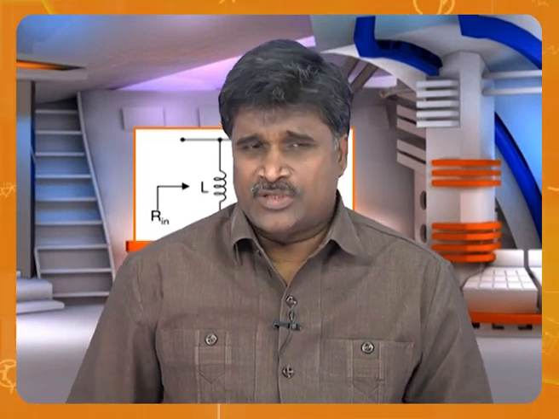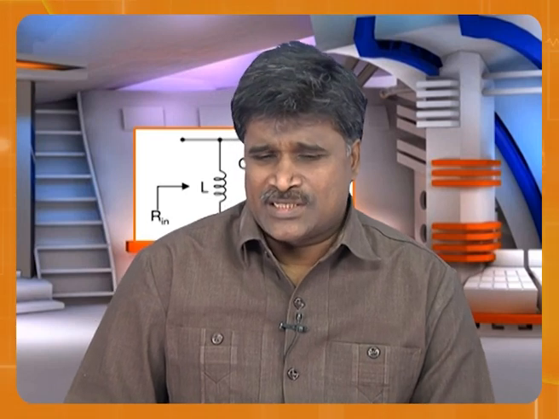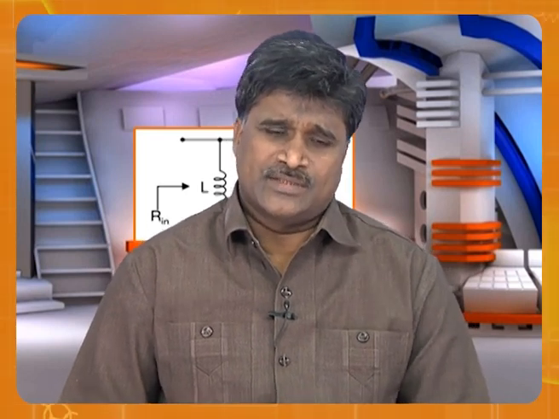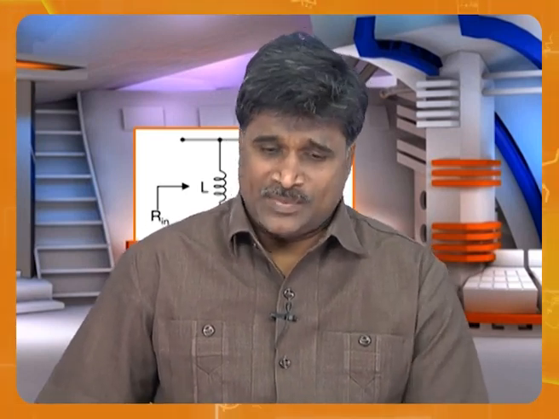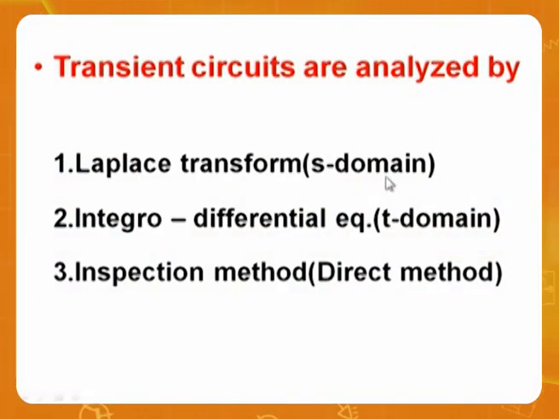So when you are analyzing transient circuits, there are three methods. One is the Laplace method, we call it the S domain. The integral differential equation method, we call it the T domain. The inspection method, we call it the direct method. Among these methods, as I told in the previous lecture, the time domain method is used for first order systems. If it is a higher order system, you have to go to Laplace transform.